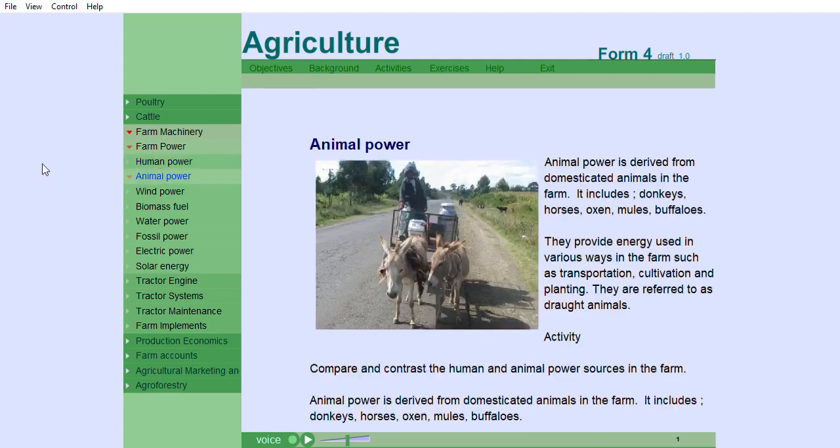Animal power. Animal power is derived from domesticated animals in the farm. It includes donkeys, horses, oxen, mules, and buffaloes. They provide energy used in various ways in the farm, such as transportation, cultivation, and planting. They are referred to as draught animals.